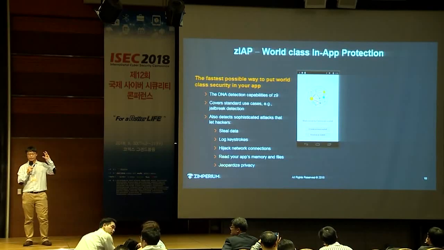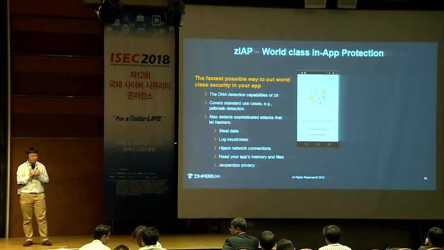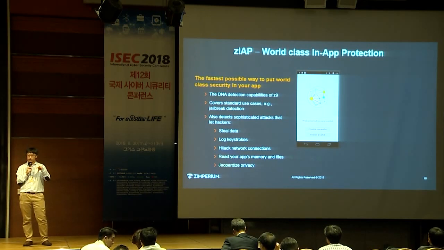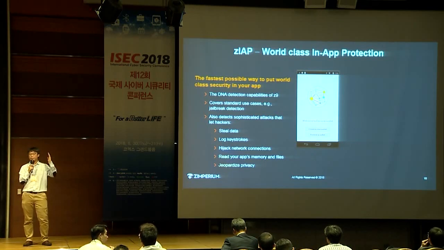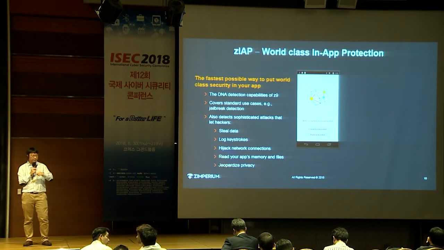Another example, because we have such a good engine, we can give the engine as an SDK to mobile applications. What we can also do is embed the engine so that when an attack happens, we tell the banking application, the insurance application, the shopping application that the device is being attacked. So the application can then take action.